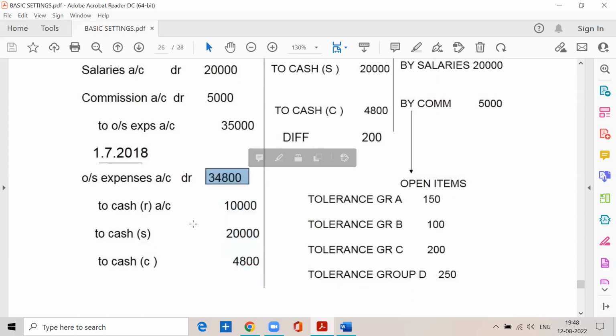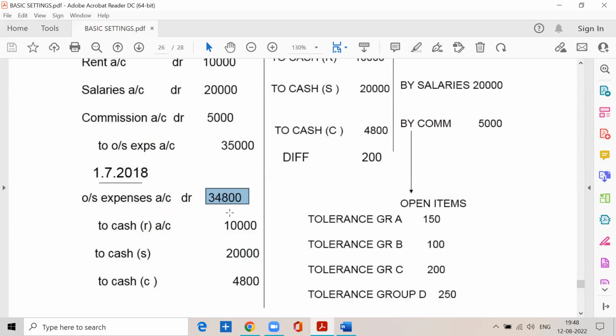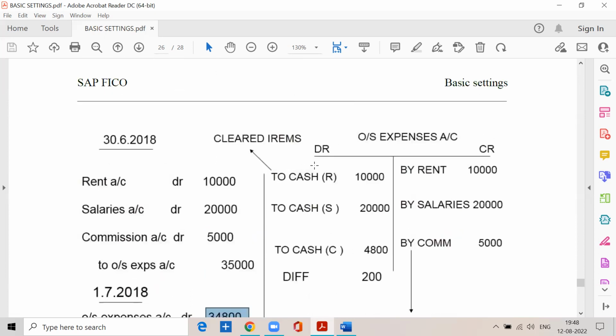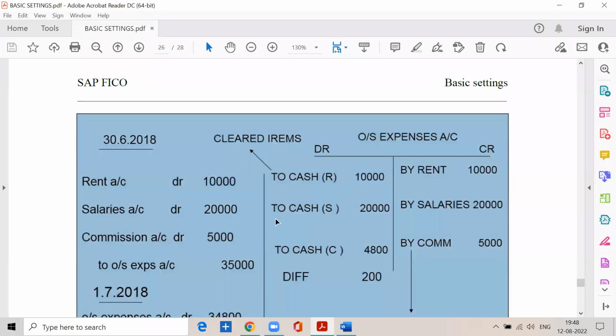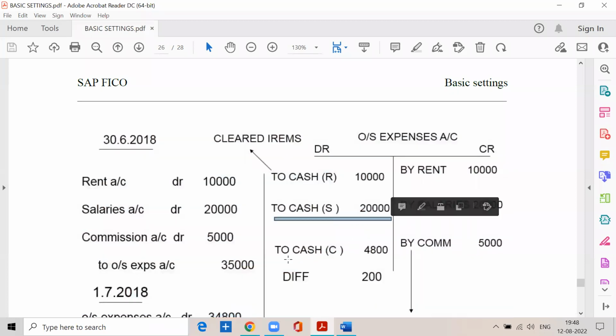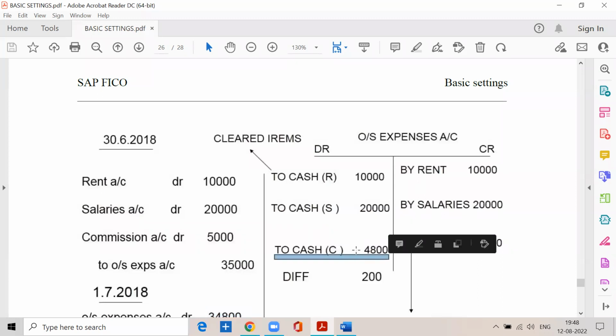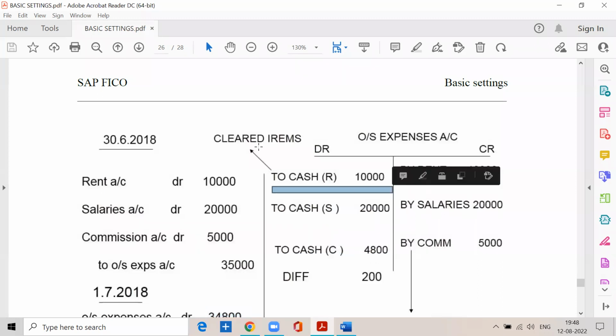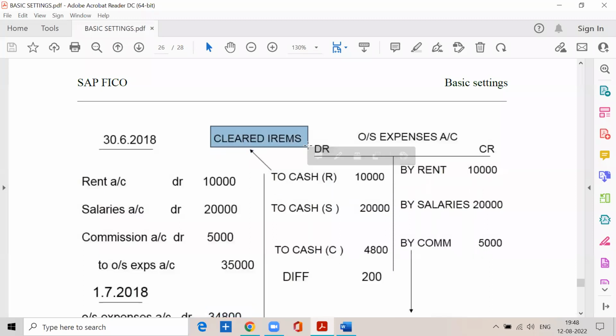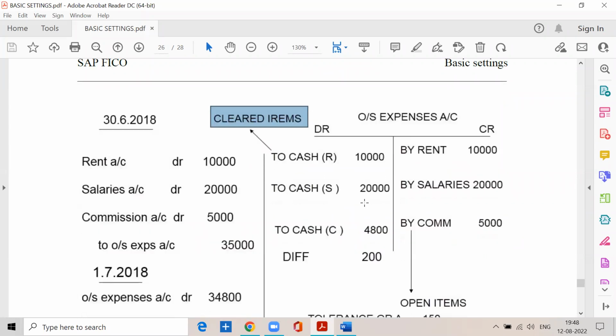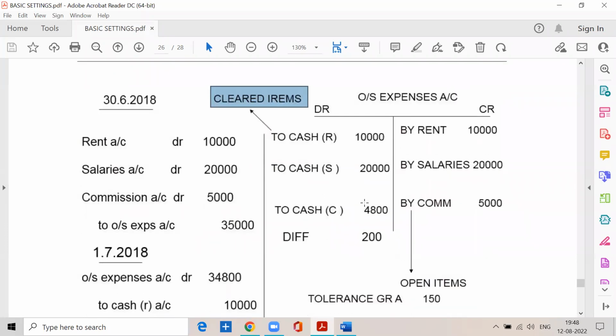Now, if you post this entry in the outstanding expense account, they are posted to the debit side. To cash, rent 10,000. To cash, salaries 20,000. To cash, commission 4,800 rupees. And these three line items are displayed in green color, meaning cleared items.